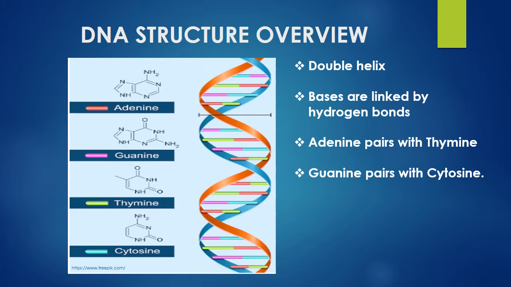Like you can see, adenine is red, and of course it pairs with thymine, which is green in color, and so forth. Guanine, we can see the color, and it also pairs with cytosine consistently in the double helix structure, as we can see.